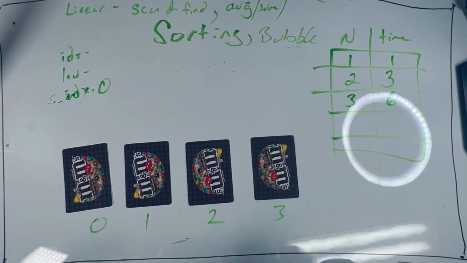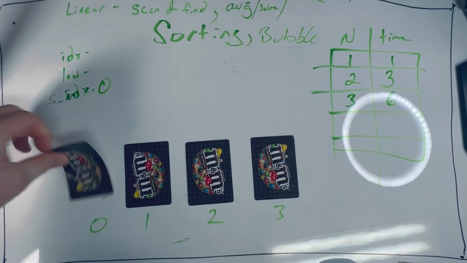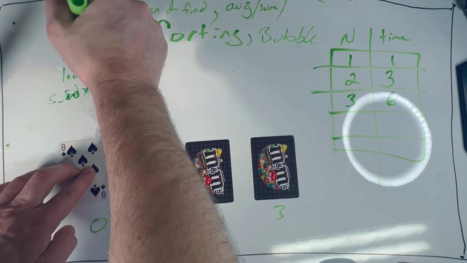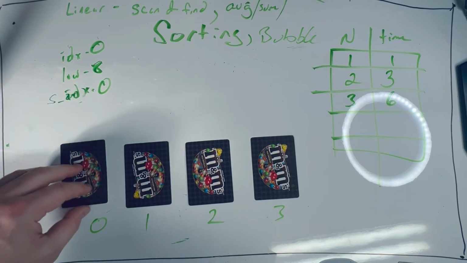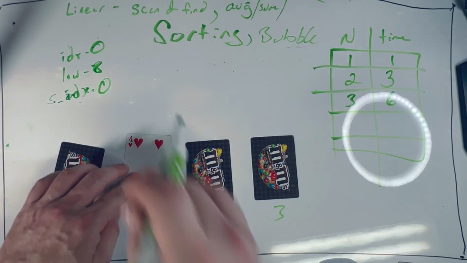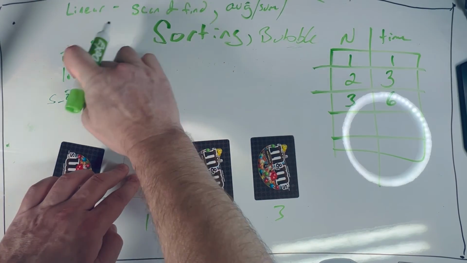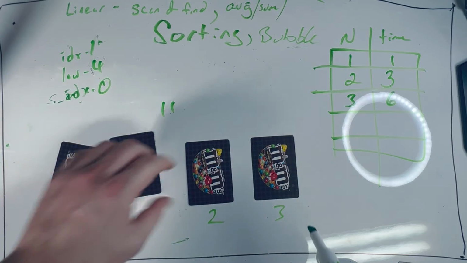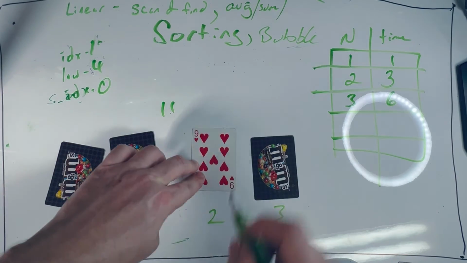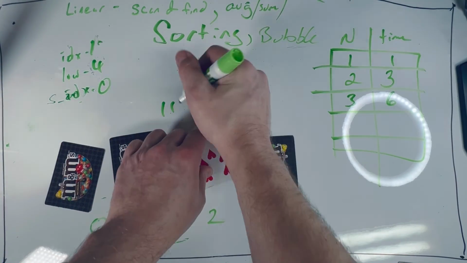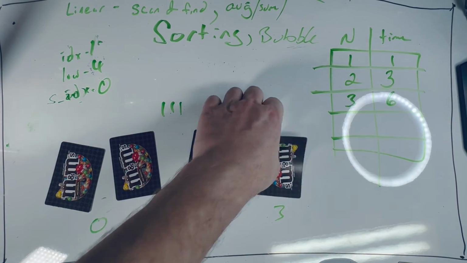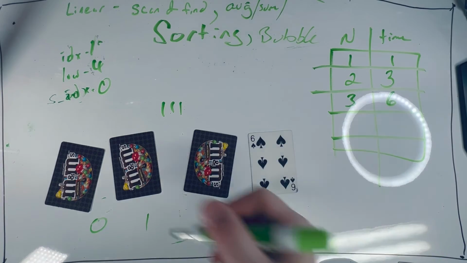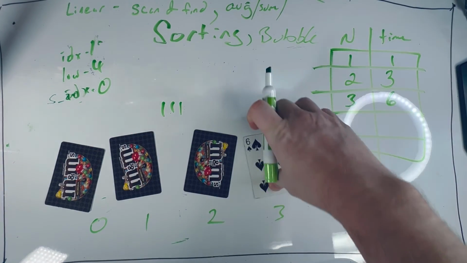I'll speak to that. So index 0 is an 8, so that is the lowest number I've seen so far, because I haven't seen any other numbers. Index 1 is a 4, which is lower than an 8, so that's a 4. That was 2 steps. Index 2 is a 9, not lower than a 4, but I still had to look at it. And then a 6 at index 3, not lower than a 4. So I know my lowest card is at index 1.